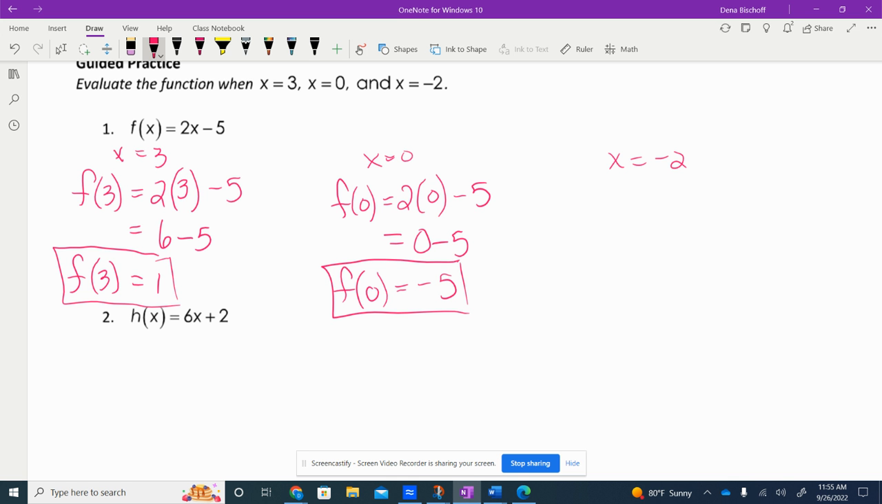What about when x equals -2? Well, let's see, that's f of -2 equals 2 times parenthesis -2 minus 5. 2 times -2 is -4. -4 minus 5 is, are the signs the same or are they different? -9, thank you.